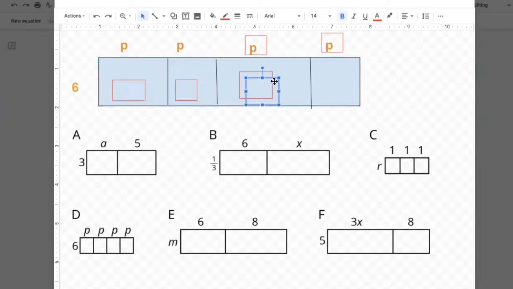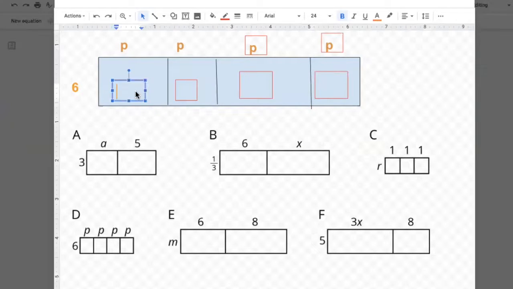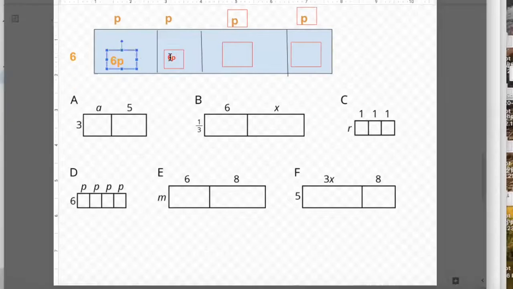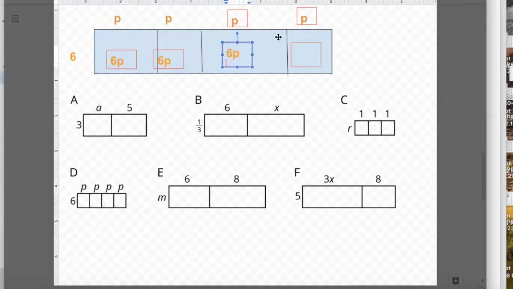Okie dokie. I love this lesson, actually. It's one of my favorites. So let's multiply each rectangle. We have 4 of them, and we're going to do the first rectangle. 6 times p is 6p. Another 6 times p, same thing. Another one, 6p, and another one, 6p.